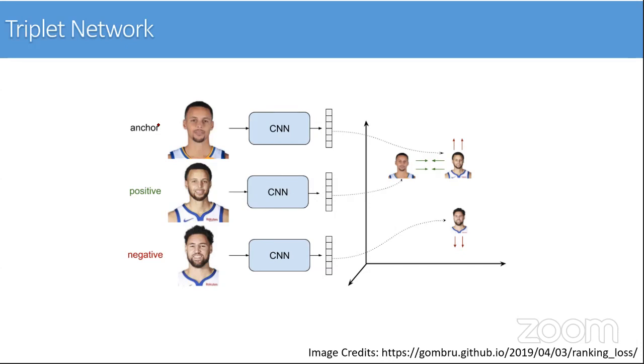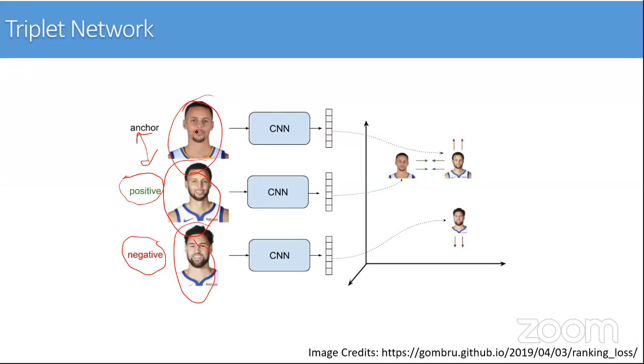And the intuitive idea would be to, so let me define these terms. The positive refers to the image which is the same as the anchor, or a similar kind as the anchor. Negative would be different from the anchor. So as you can see, these are the same person, and this is a different person. The positive will be the same as the anchor, and the negative will be a different person.